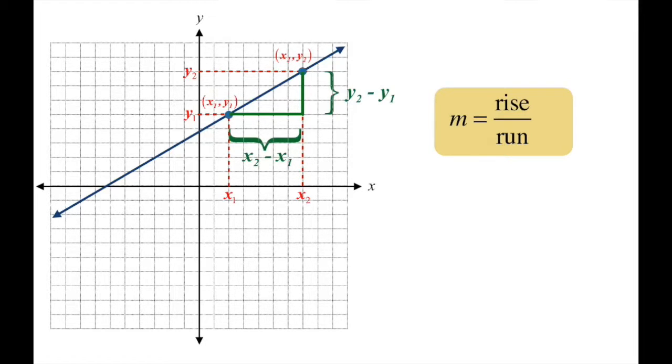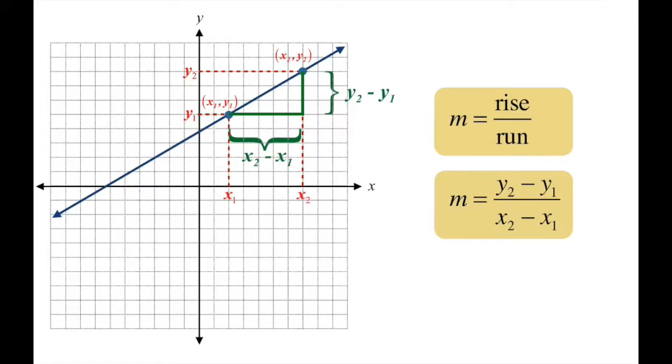But looking at our diagram, we know the rise and the run are now y2 take y1 over x2 take x1. So there's a link that allows us to use an algebraic formula. Remember, rise over run gets used if you've got a picture. You can figure that out easily.